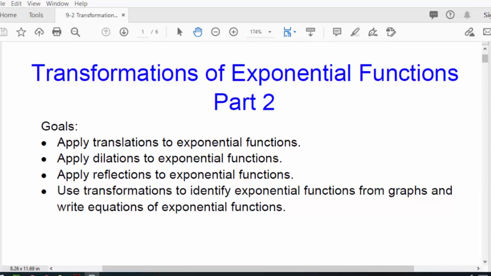Today we're going to talk about transformations of exponential functions, part 2. For this video, we're going to go over dilations, reflections, and then use transformations to identify exponential functions from graphs, and then write equations of exponential functions that involve transformations.